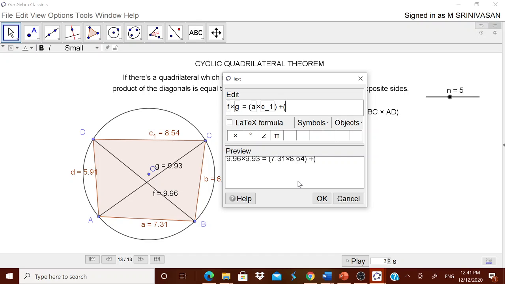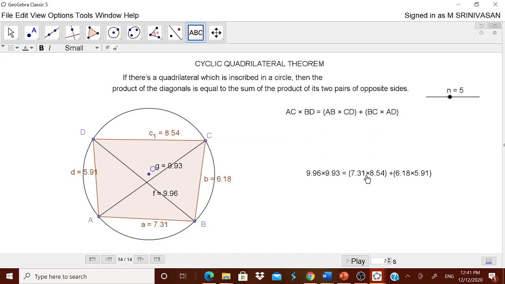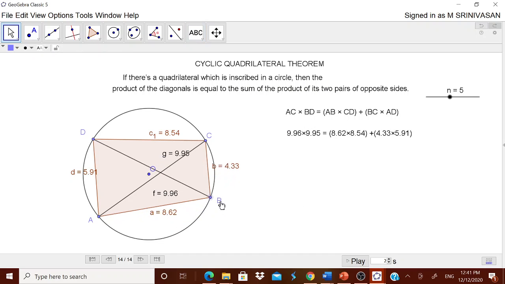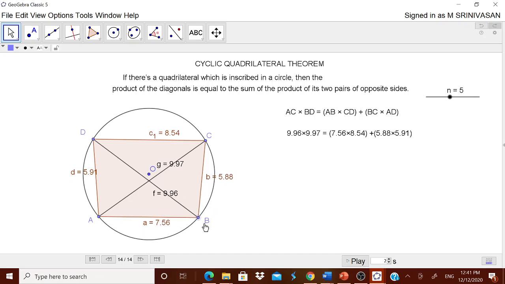It should be b and d. Therefore, from the object you take b, then again put the multiplication symbol, and then go to the object and select d. Okay. Now remember, we are just simply telling the children that when they move it, they can understand which values are changing. Now what we are going to do is fix the exact value of it.